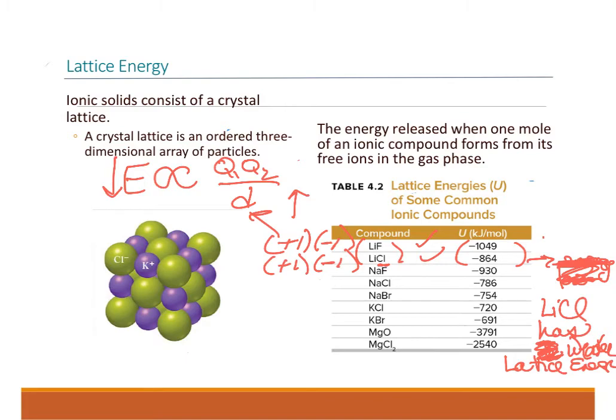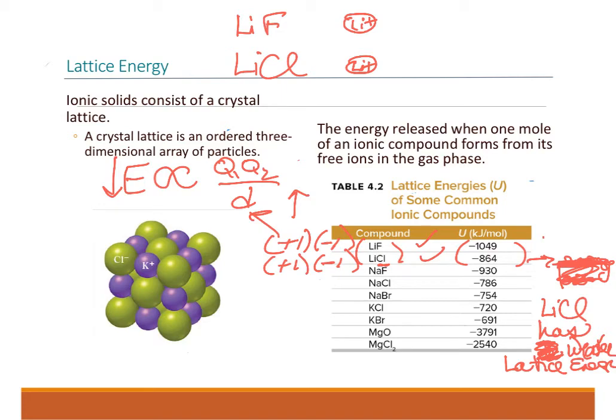Now I'd like you to look at a periodic table, and we're going to compare lithium fluoride to lithium chloride. They both have the lithium cation, and if you look at the periodic table, lithium is pretty far up there, right under hydrogen, so it's pretty small. If you remember your periodic trends, as you go toward the top of a group, atoms are pretty small.